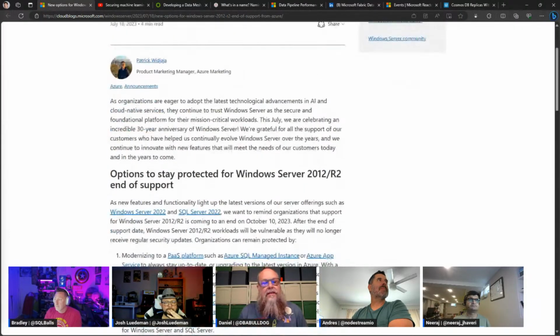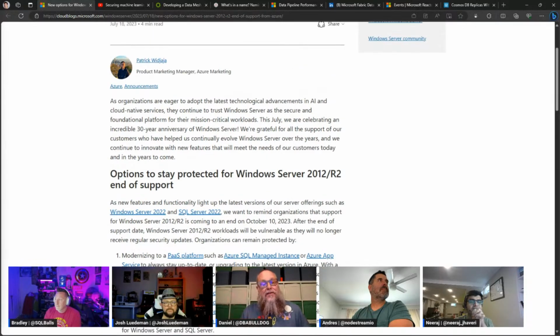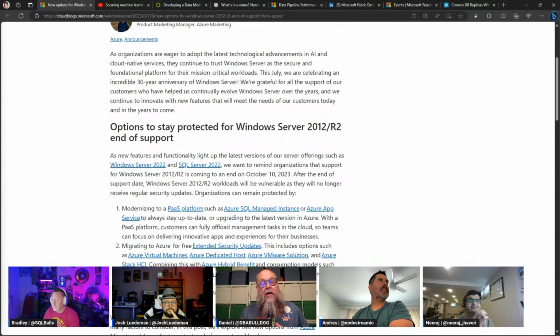Yeah, so it's a short article, but what I love about how Patrick starts it is he says, okay, if you're on this version of Windows or SQL Server, it's coming to the end of support, right? So what do we need to do? We need to upgrade, right? We need to modernize it.